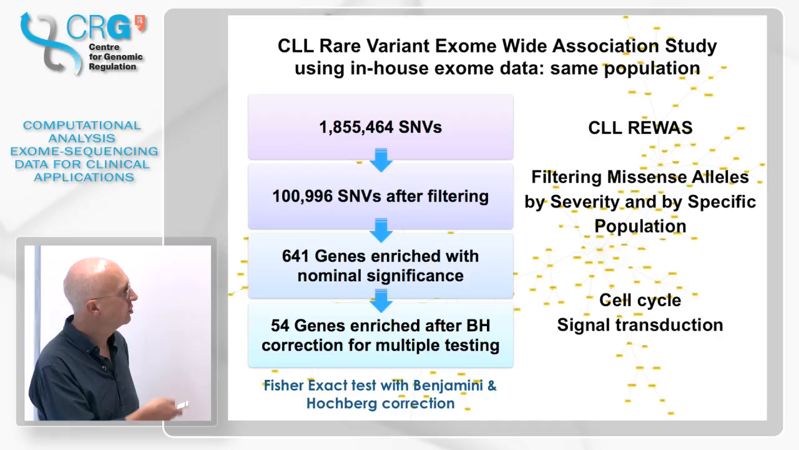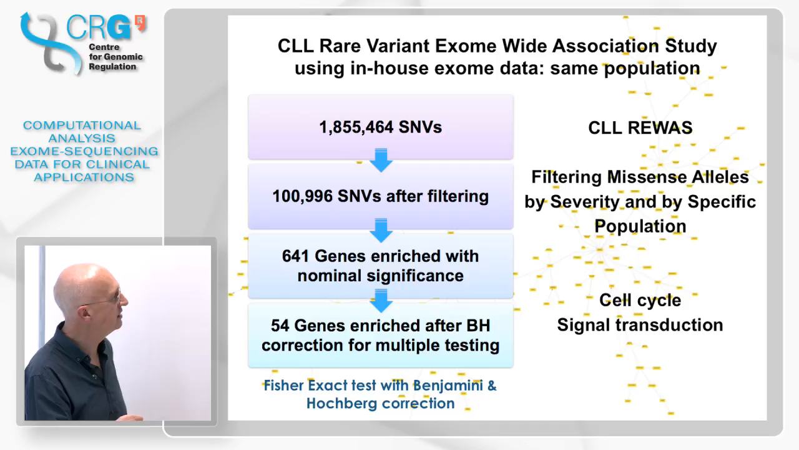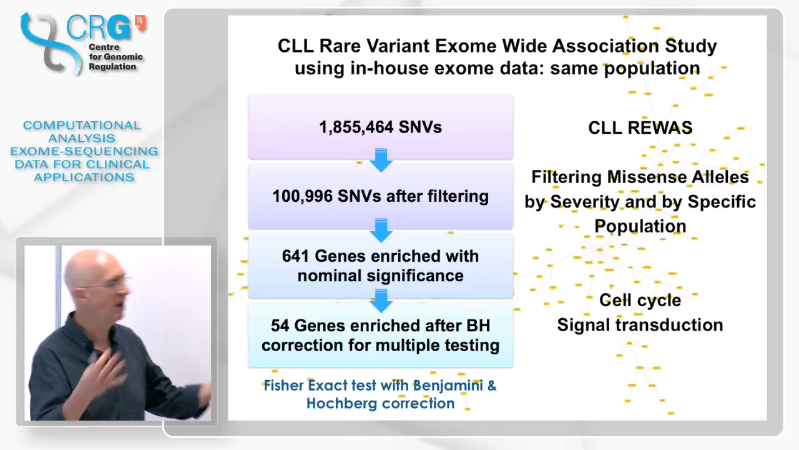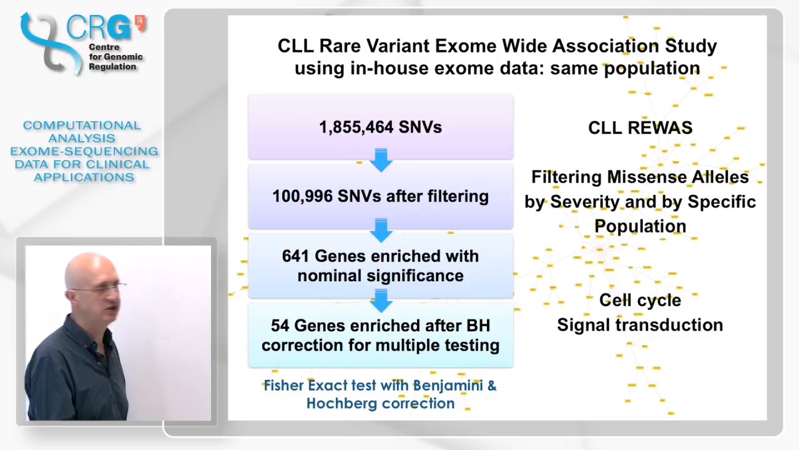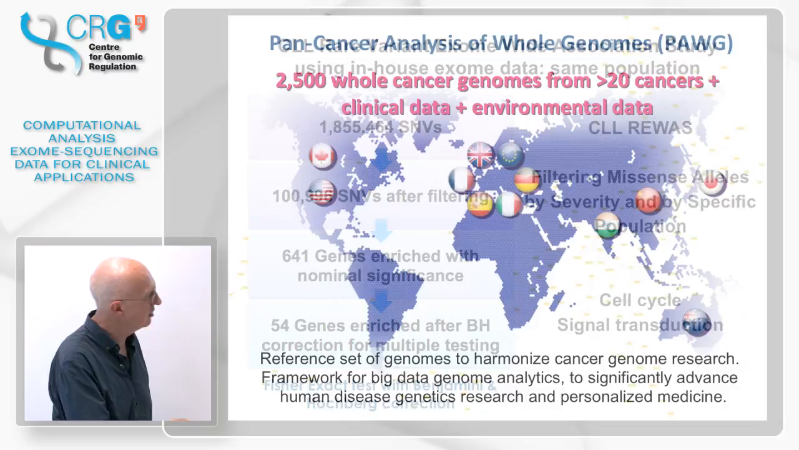And what we have seen after this rare variant association analysis, in this case using the exome dataset, because we have a larger number of samples that have been analyzed, but also now we have the whole genome of about 150 individuals, is that there are genes that are involved in cell cycle and in signal transduction.